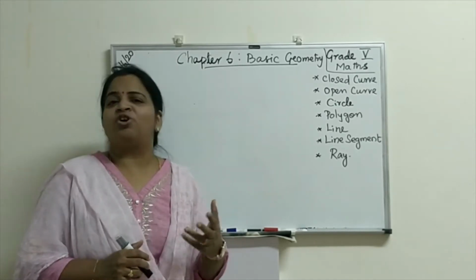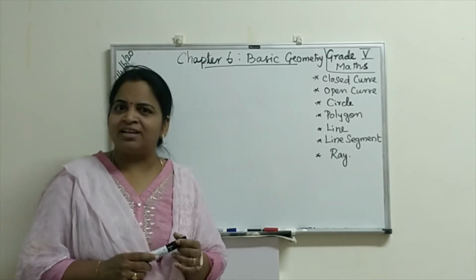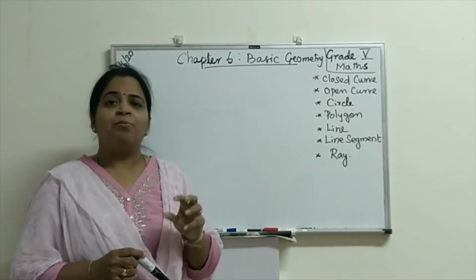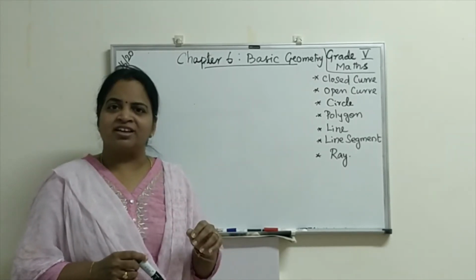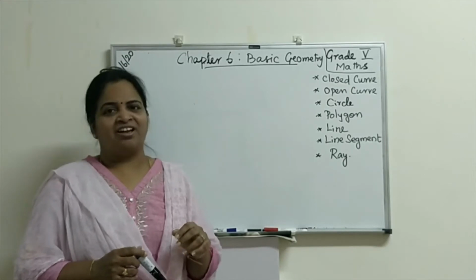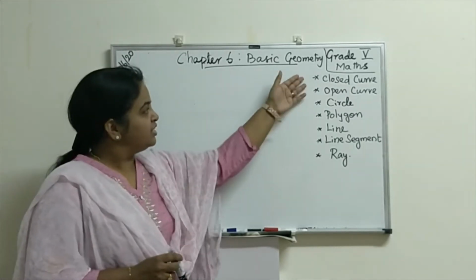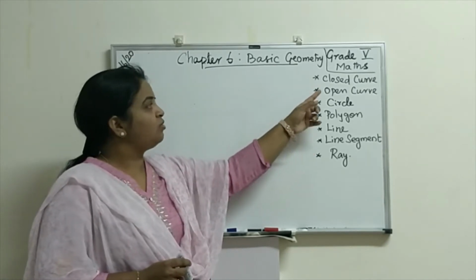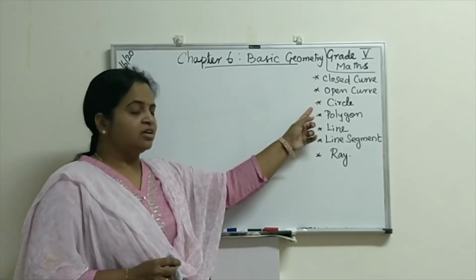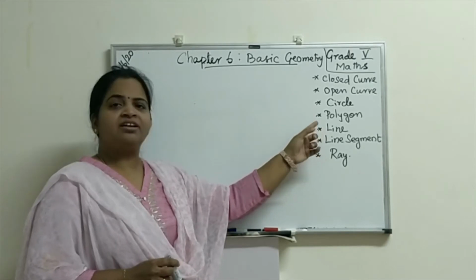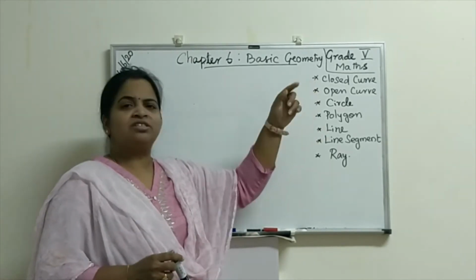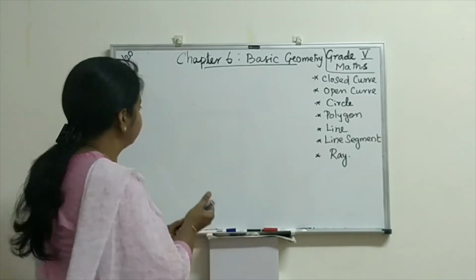Okay, what is geometry? Geo means earth. Metric means measurement. Measurement on earth. Am I correct? Yeah. Last year we have seen these things. What is that? Closed curve, open curve, circle, polygon, line segment, ray. Okay. Let us see closed curve. What is closed curve?